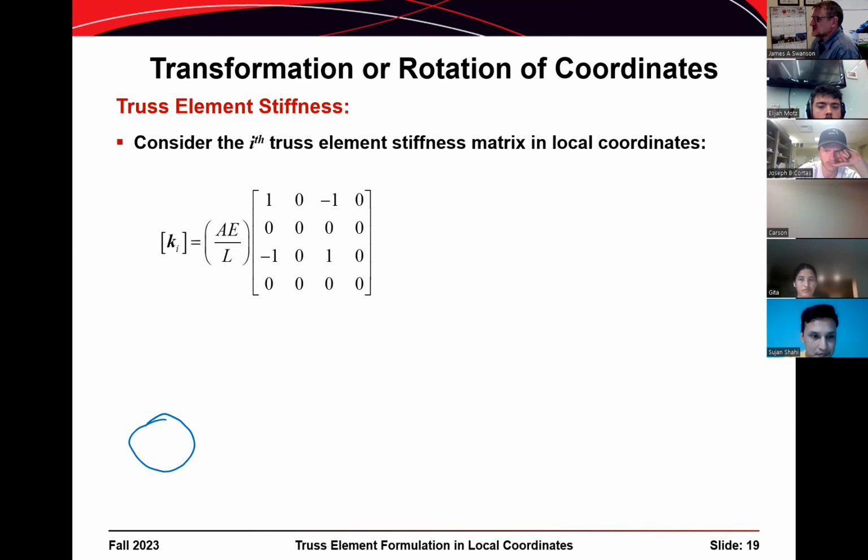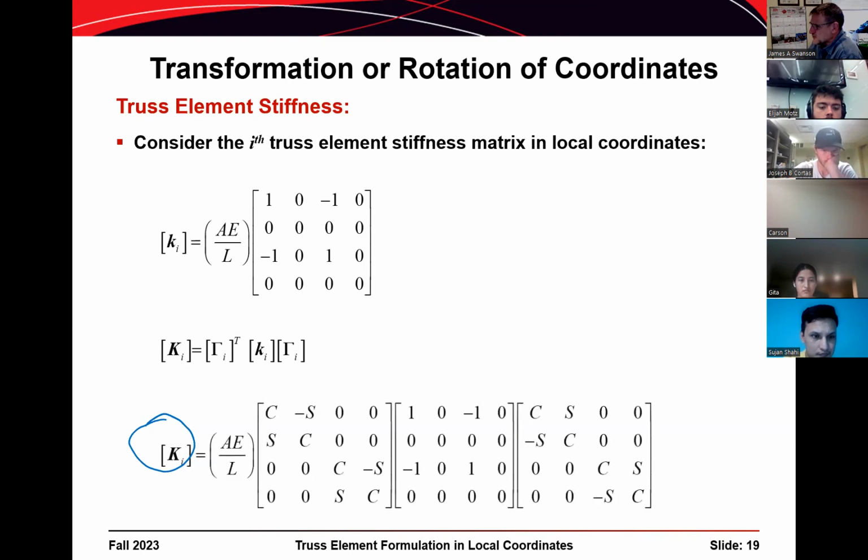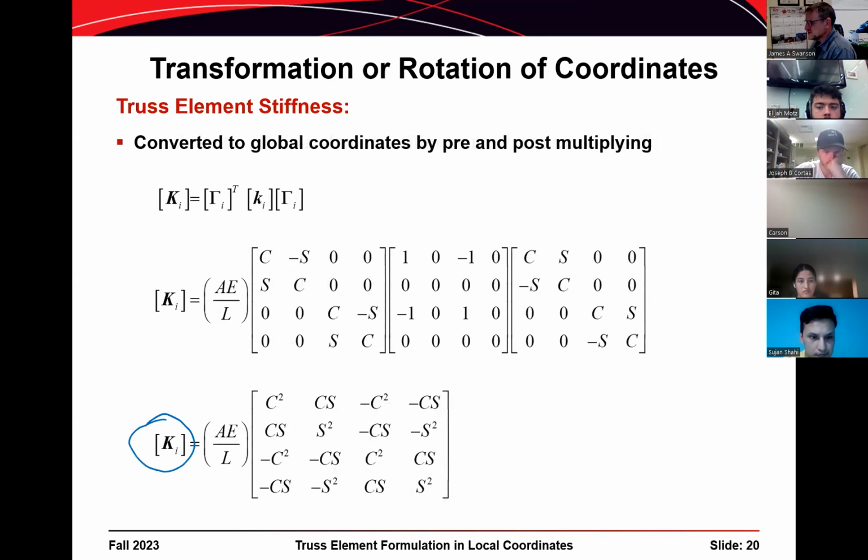I don't know. So if we consider a truss element where we have a stiffness matrix in local coordinates, what we can do is develop the stiffness matrix in global coordinates by pre and post multiplying. So I have my rotation matrix, and I've gone back to the compact notation where C is equal to the cosine of phi, where S is equal to the sine of phi, etc. And if you go through that series of matrix operations, then ultimately what you'll end up with is the original stiffness matrix that we derived in the global coordinate system.